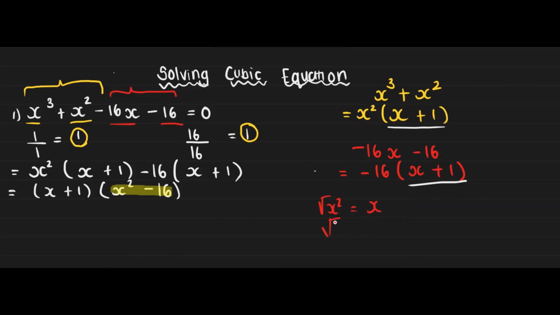Then square root of 16 is going to give you what? 4. That means 16 is a perfect square. Then what you do, you take the ones that you just found inside the square root, then do brackets. So that's what I'm going to do.